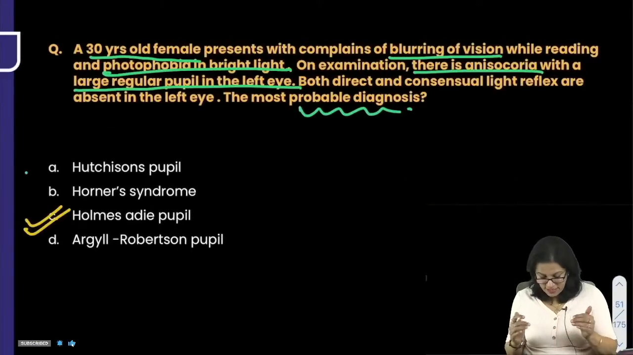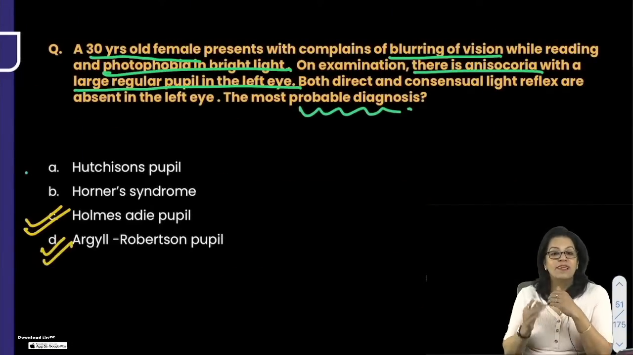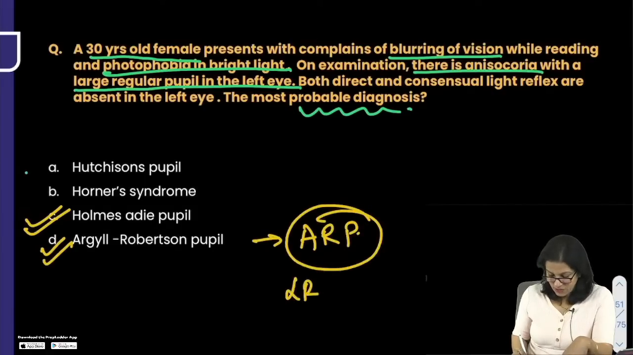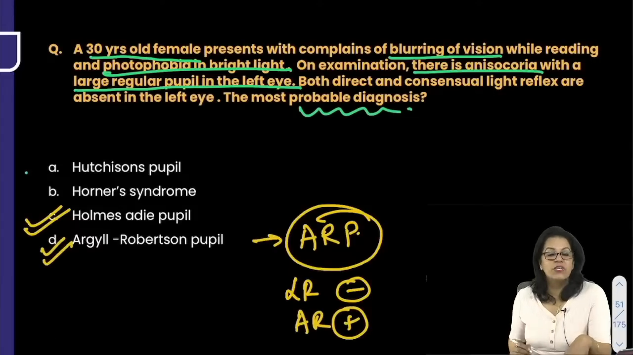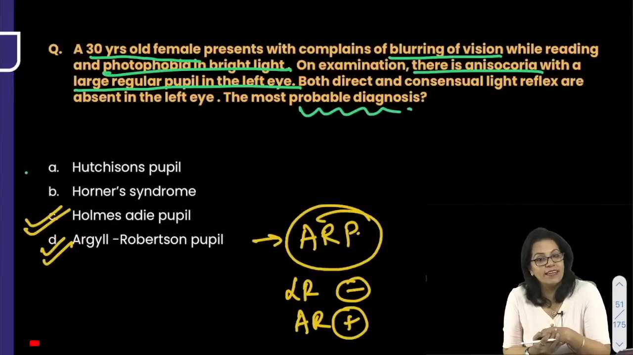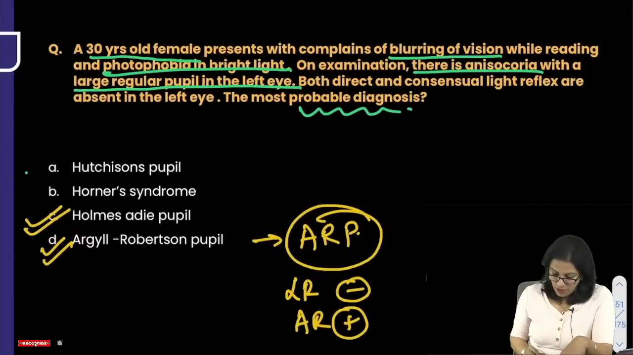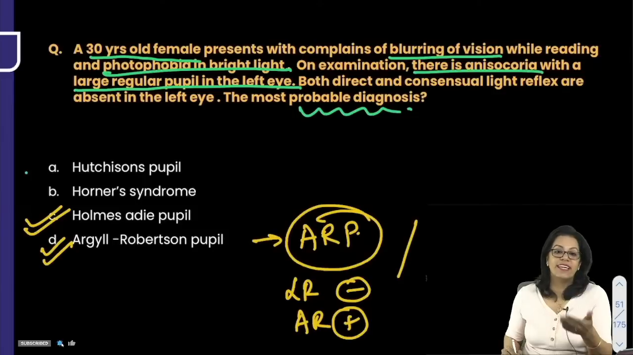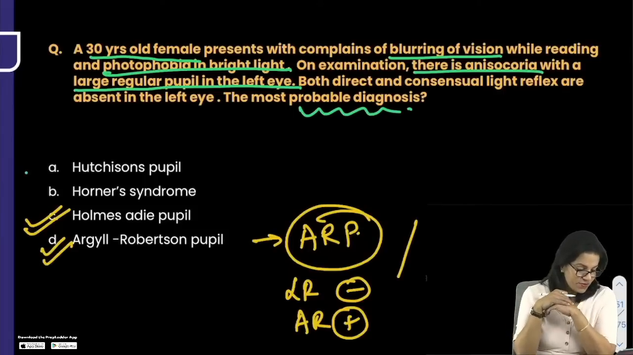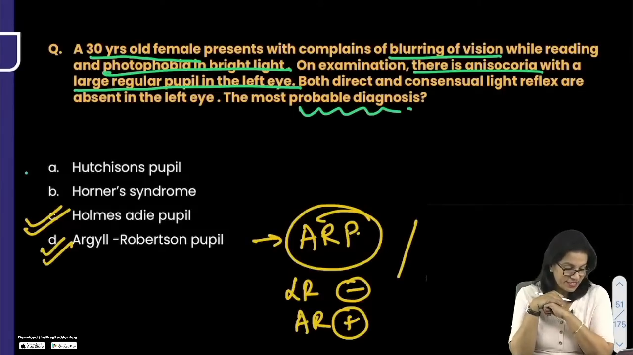Now there are some other pupils. What is Argyll-Robertson pupil? I hope you all know. ARP: accommodation reflex present. This is a condition where light reflex is absent and accommodation reflex is present. Generally it happens due to a lesion in the pretectal nucleus. I hope you also know that ARP is also called light-near dissociation. We call it ARP when it is mainly due to neurosyphilis. Keep noting down if you don't know. Yes, neurosyphilis, very good.